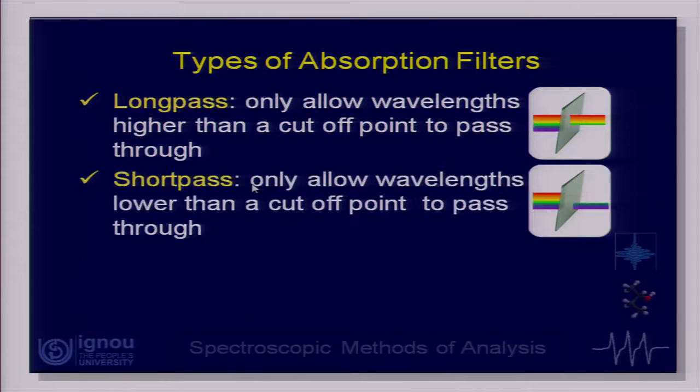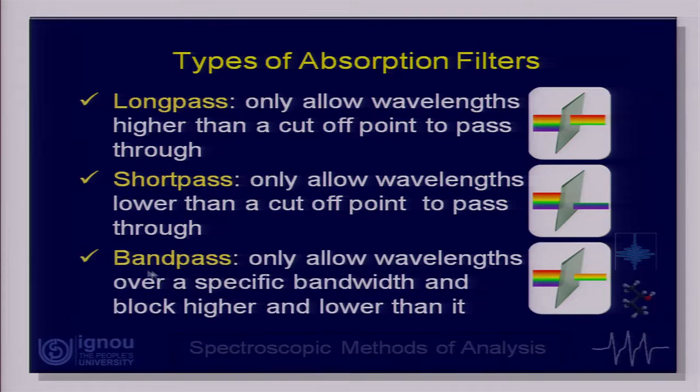Another version can be short pass. It is just the opposite of this one, wherein it only allows wavelengths lower than a cutoff point to pass through. That means, any radiation above this will not be allowed to go through, only this set of wavelengths can be made to pass through. And the third variety is what is called a band pass, which allows only wavelengths over a specific bandwidth. That means, of the whole range, only this small bandwidth is allowed to pass through. Radiation above this is not allowed, below this is also not allowed. So, there are 3 types of absorption filters commercially available, which can be used in the instruments.